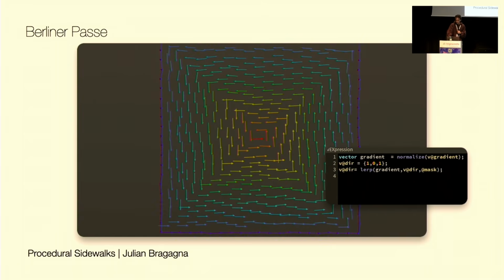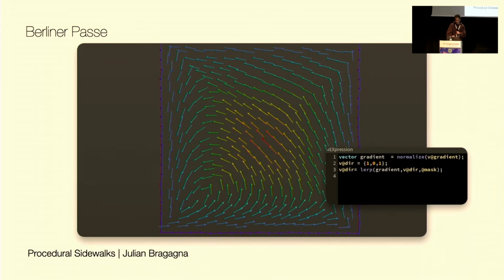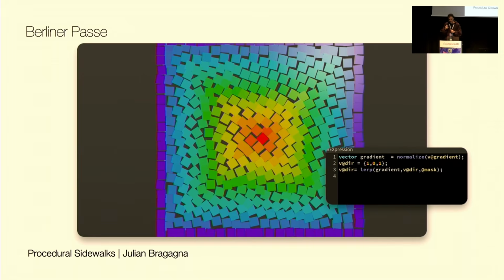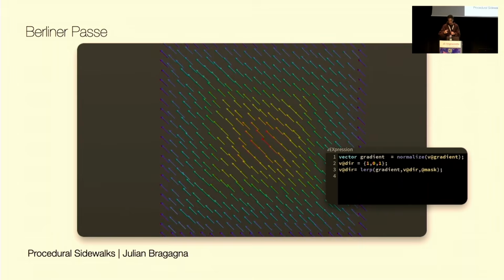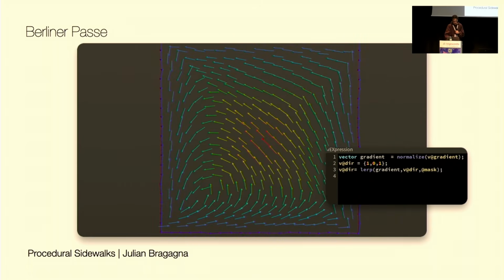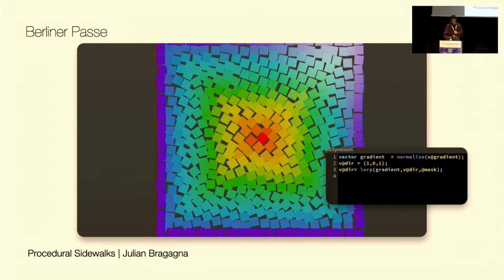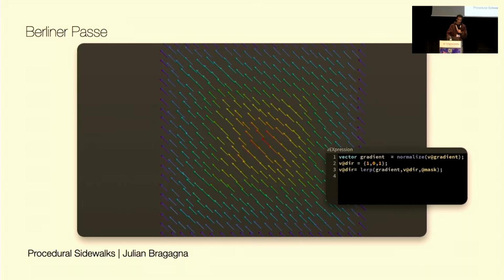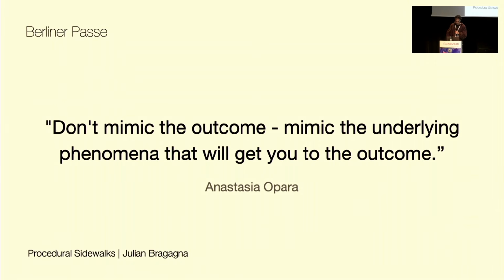And it doesn't only look better, but it's also faster. Because I understand the rules a bit better, it's easier to translate them, and so it's also faster for the computer to calculate. So why did this work? To drive the point home, it worked because of what Anastasia said. Don't mimic the outcome, mimic the underlying phenomena that will get you to the outcome. Which is something I should have done in the first place.